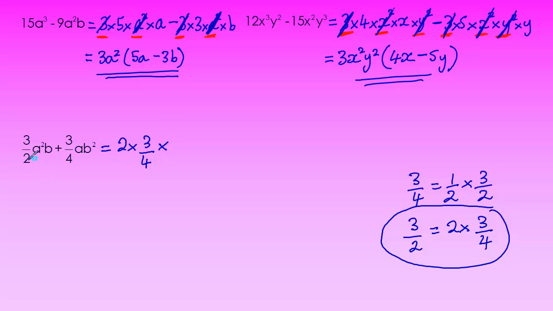and then just looking at what we have in terms of letters, I'm going to write the a squared as a times a, and then I've got the b, and then I've got add 3/4. Now 3/4 is just 3/4 times 1, and then I'll write the a just as a, and the b squared as b times b. Now let's look for what's common. So we have a 3/4, we have an a, we have a b.